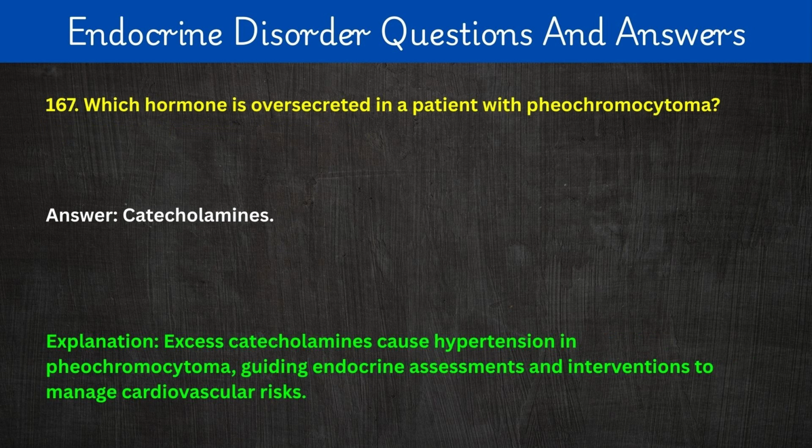167. Which hormone is oversecreted in a patient with pheochromocytoma? Answer: catecholamines. Explanation: excess catecholamines cause hypertension in pheochromocytoma, guiding endocrine assessments and interventions to manage cardiovascular risks.